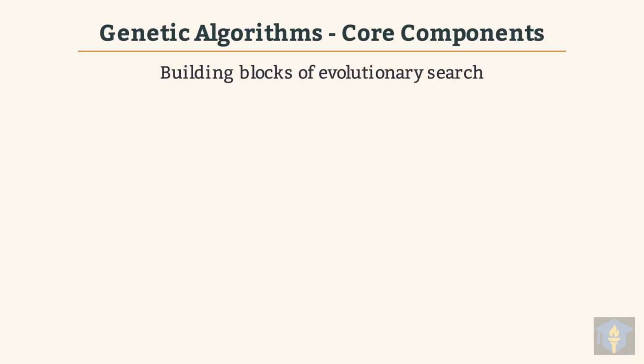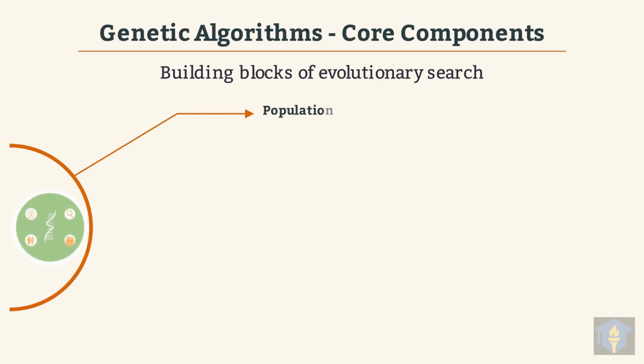These components act as the essential building blocks for the entire evolutionary search process. First, we have the population, which is crucial for starting our search for solutions. A population is simply a collection of potential solutions, called individuals, to the problem we want to solve.